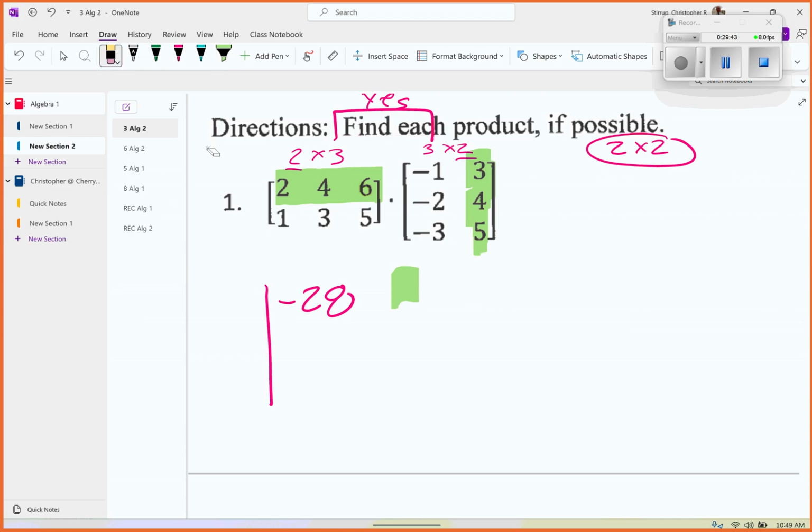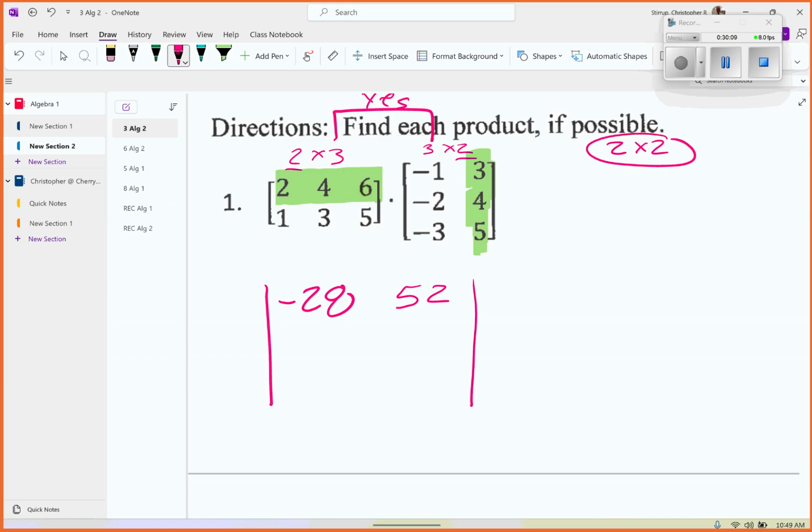Oh, I shouldn't write with a highlighter. 52. Does everyone feel comfortable with that? So 2 times 3 is 6. 4 times 4 is 16. 16 and 6 is 22. 22 plus 30, 52. I like this. All right, friends. So far, we have 2 of the 4 answers.